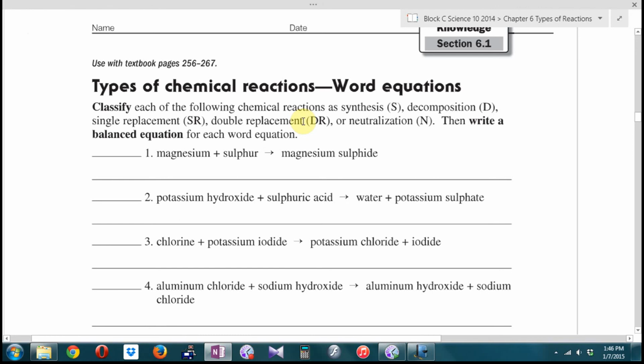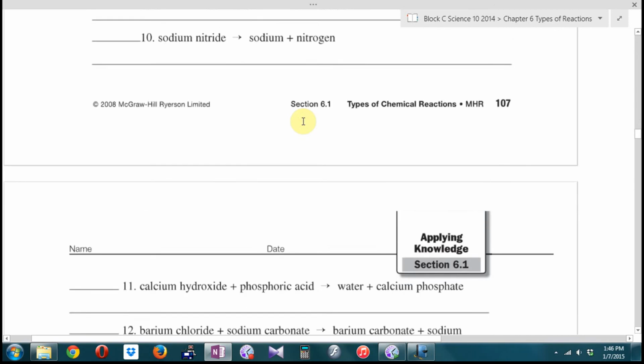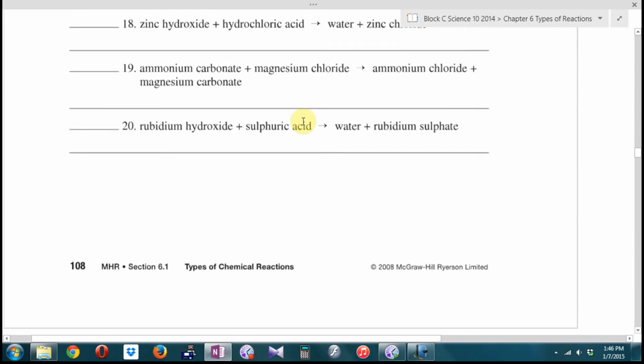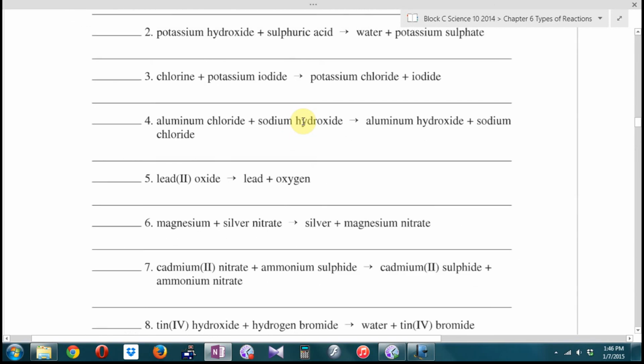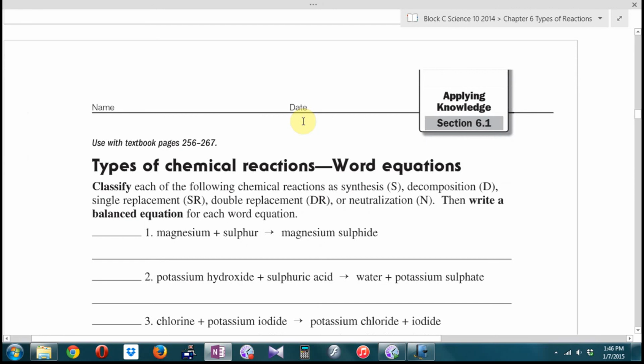Word equations, these are tougher. Now, instead of giving you the symbols, you've got to look up magnesium, you've got to look up sulfur, you've got to crisscross and all that stuff. Let me see how many of these there are. Okay, there's 20. Here's what I'm going to say here. Can you write at the top, do odd numbers? Do 1, 3, 5, 7, do 10 of those.